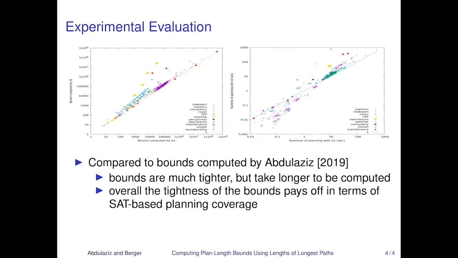As you see here in the experiments, the bounds computed when the recurrence diameter is involved are much tighter than the ones when it's not, as shown in the left figure. But the problem is that bounds computed with the recurrence diameter take longer than bounds computed with other algorithms. But as shown on the right plot, the overall running time of planning, including the running time for computing the upper bounds, is still much better when you use the recurrence diameter, because the bounds are so tight that it eventually pays off.